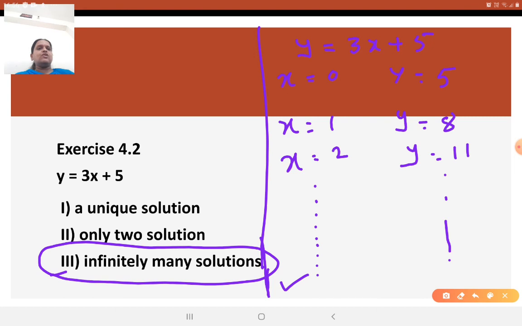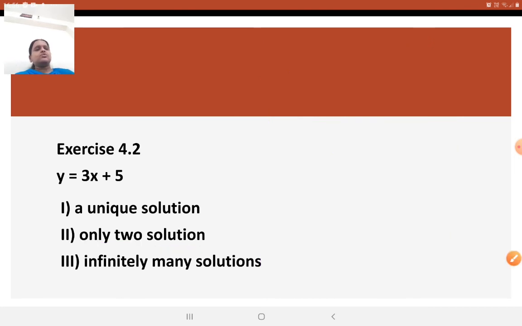Is this solution clear to all of you? There is no need to write this solution; this is just for understanding. Your answer is only infinitely many solutions. Clear? So here we complete exercise 4.2, question number 1.